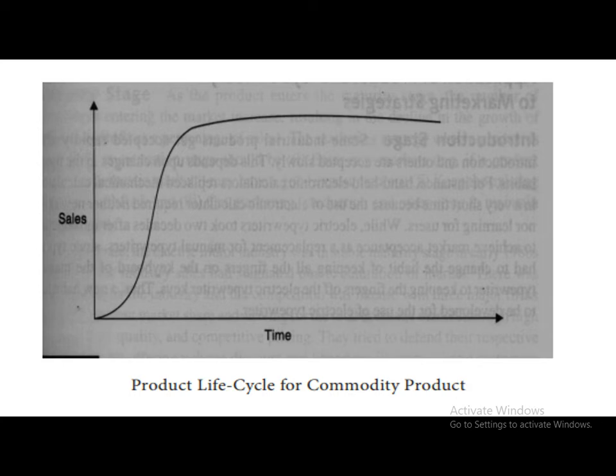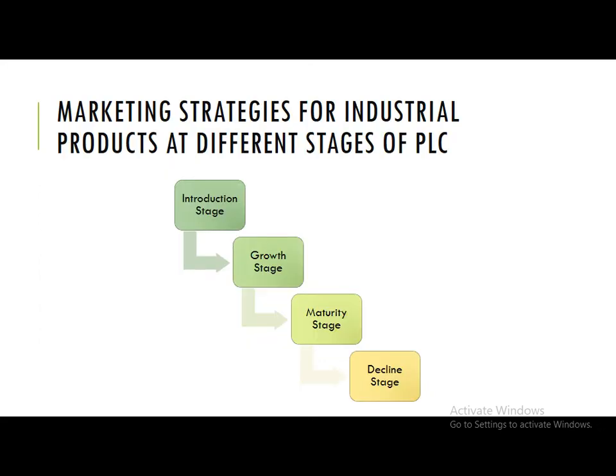Now we'll talk about marketing strategy for industrial products at different stages of the product life cycle. So there are four stages that we have seen: introduction stage, growth stage, maturity stage, and decline stage. What type of marketing strategy should be adopted at the introduction stage?